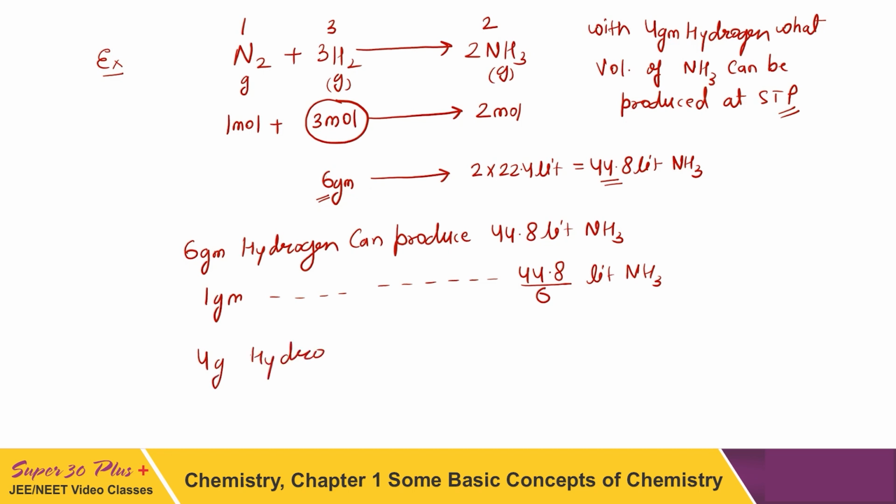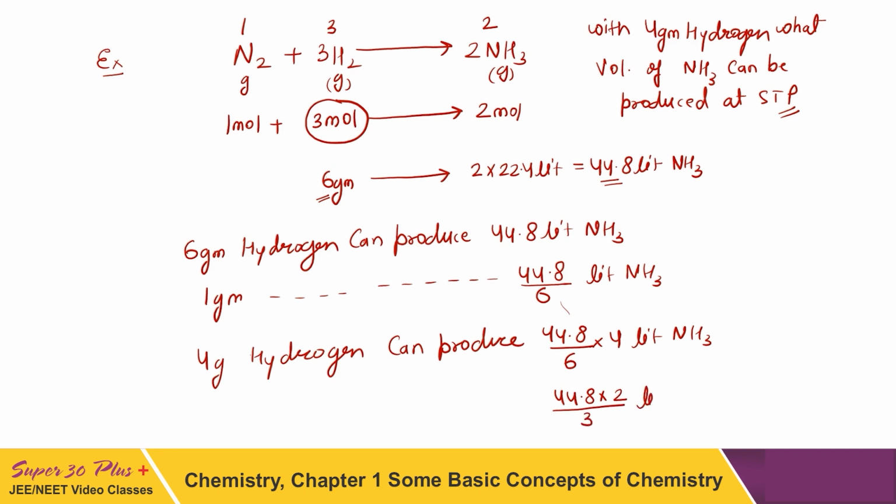4 gram hydrogen can produce 44.8 divided by 6 into 4 liter of ammonia. So this will be 44.8 into 2 by 3 liter volume of ammonia. This is the volume of ammonia that will be produced by 4 gram of hydrogen. So this was about the mass volume relationship.